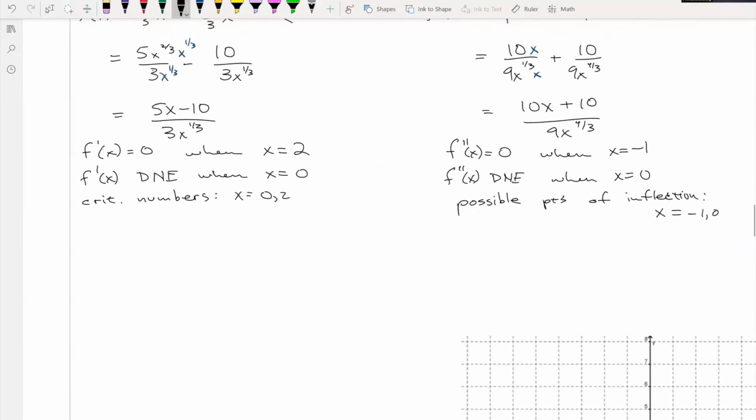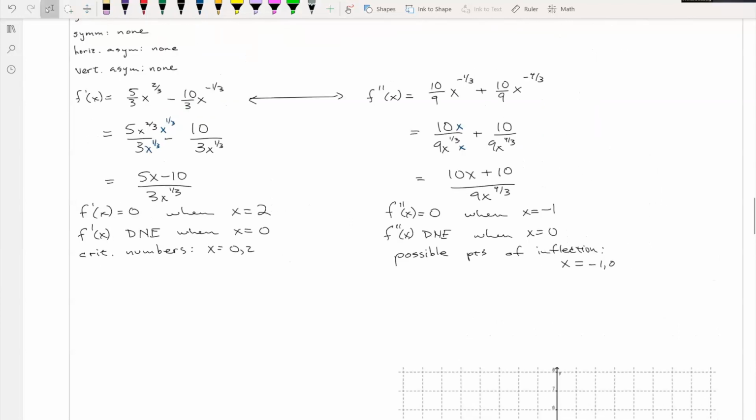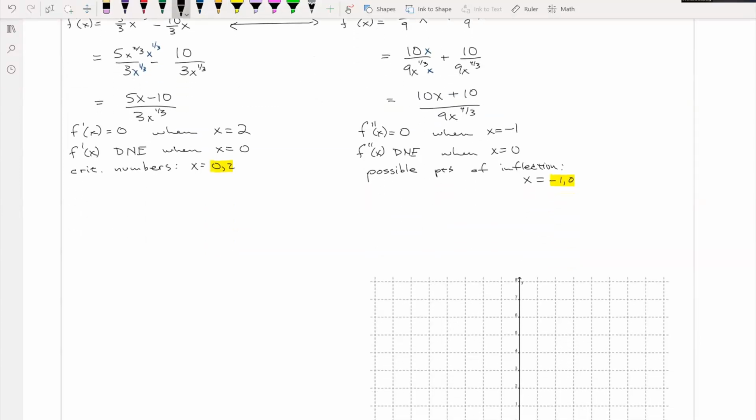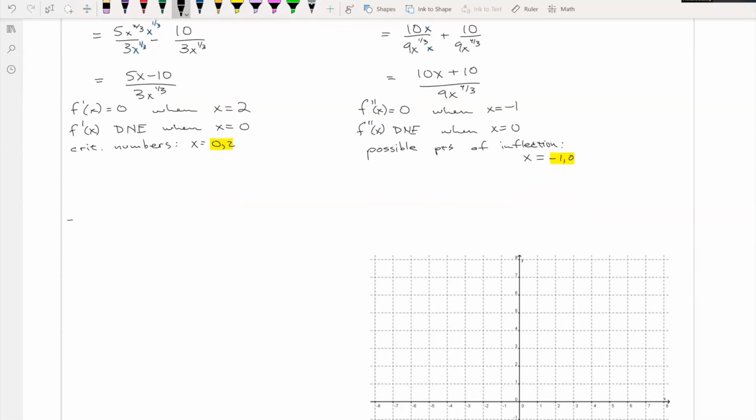I'm going to go ahead and start making my table. To make the table, what points do I care about? Well, obviously I care about my critical numbers because I could have a change in increasing, decreasing on either side of those. I also care about my possible points of inflection because those are potential places where we have changes in concavity. So my table, again, I'm going to put my intervals vertically. We've got negative infinity less than x less than -1. And then we want to identify what's happening at x equals -1. Then -1 less than x less than 0.